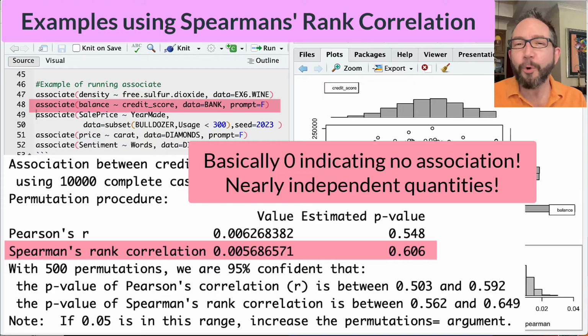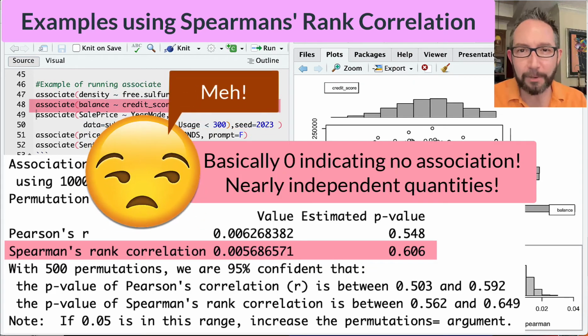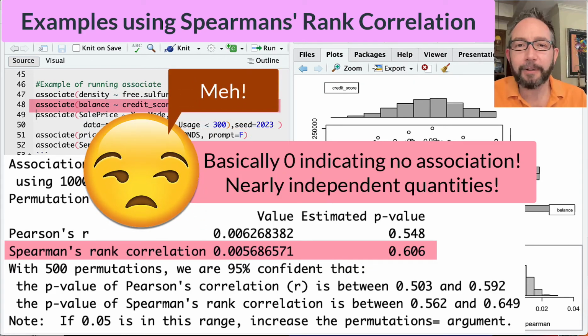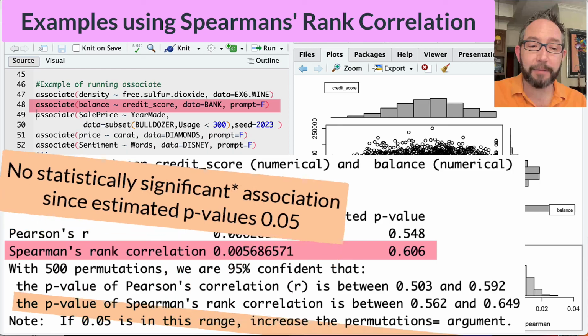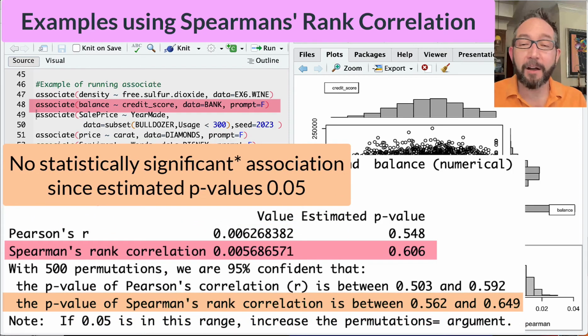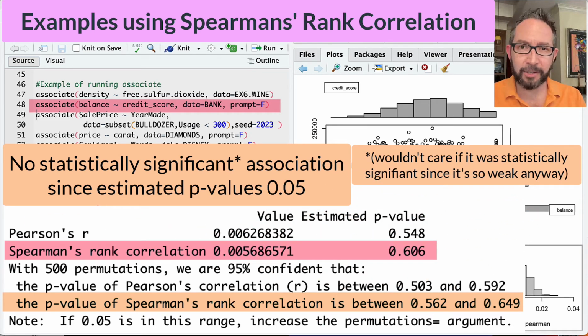Now, it's an extraordinarily small value. It's so close to 0 that really for all intents and purposes, these values look to be nearly independent. In fact, if we look at the p-value of Spearman's rank correlation in this case, all the values are above 0.05, so we can actually say that there's no statistically significant association between these two quantities.